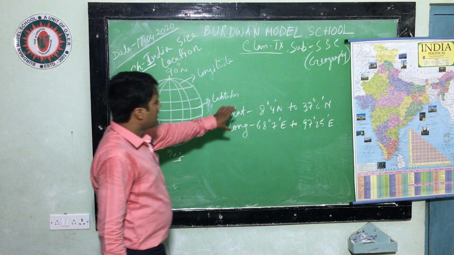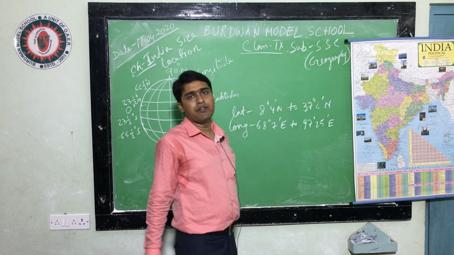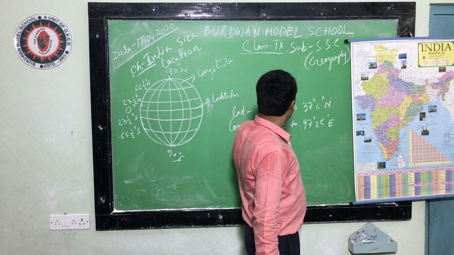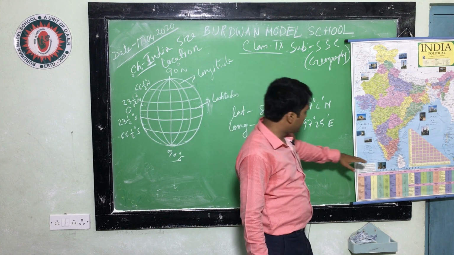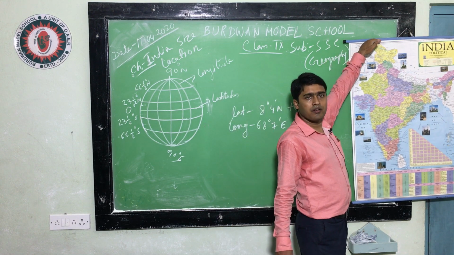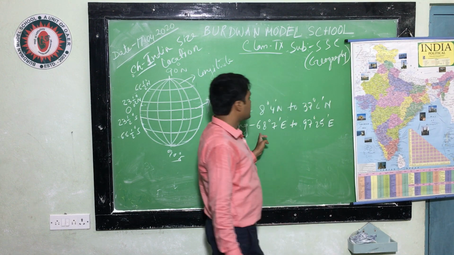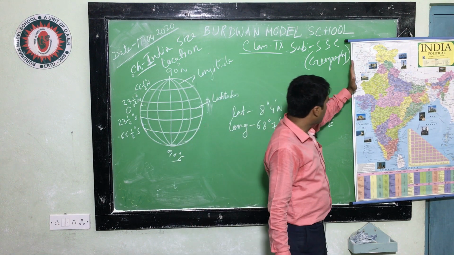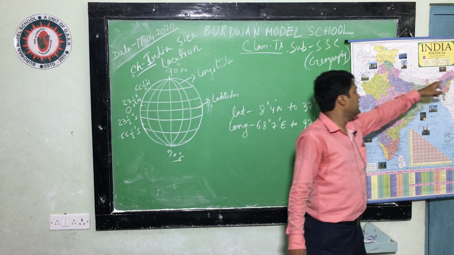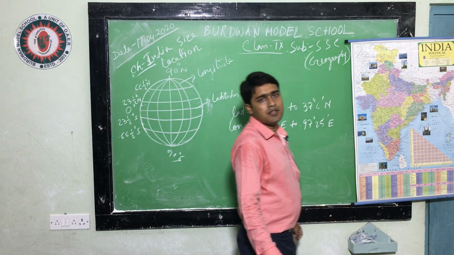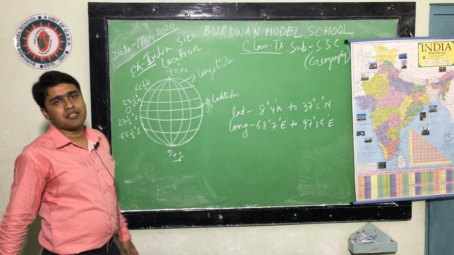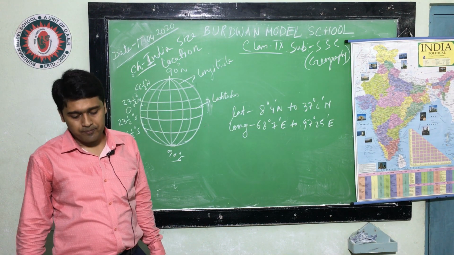You should remember this latitudinal and longitudinal extension, it is very important. 8 degree 4 minute north means the southern part of the country, and 37 degree 6 minute north is the northern part of the country. And 68 degree 7 minute east is the western part in Gujarat, and 97 degree 25 minute east is in Arunachal Pradesh. So this is the total latitudinal and longitudinal extension of our country.